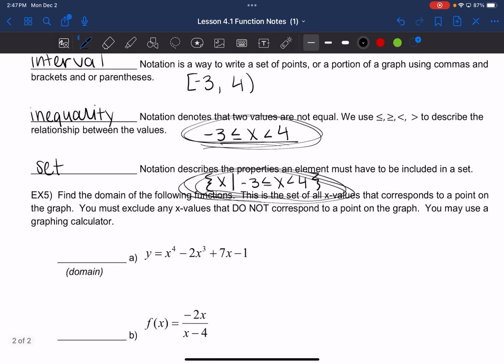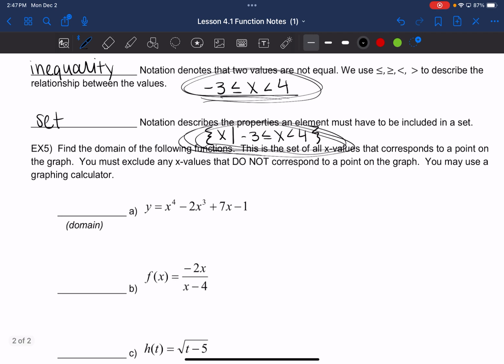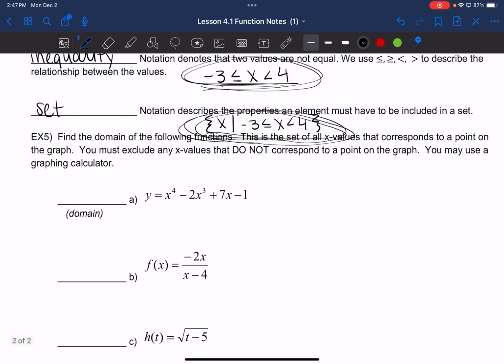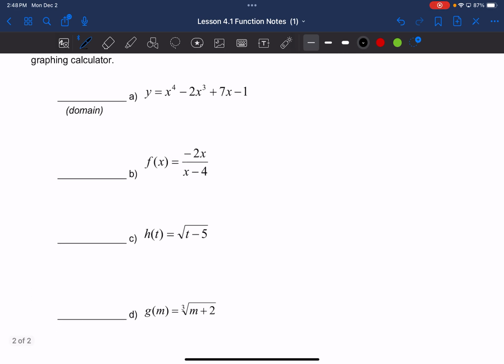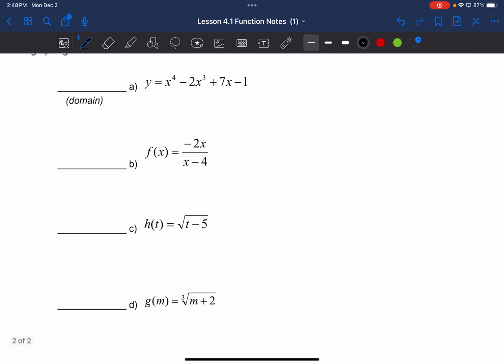Okay. So now that we've gone over the different ways to write it, it says find the domain of the following functions. This is the set of all x values that correspond to a point on the graph. You must include any x values that do not correspond to a point on the graph, and you may use a graphing calculator. So I did teach you guys about some restrictions for things like square roots or fractions, but if you don't remember them, then, like it says, you can just put the function in your graphing calculator and see what the picture looks like.